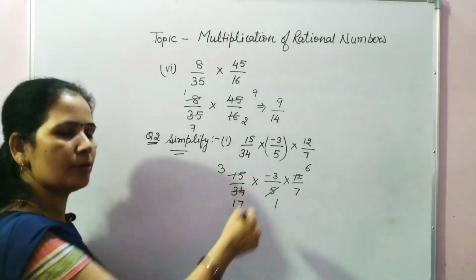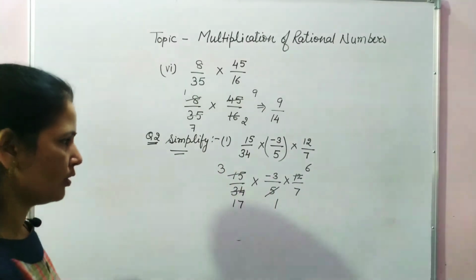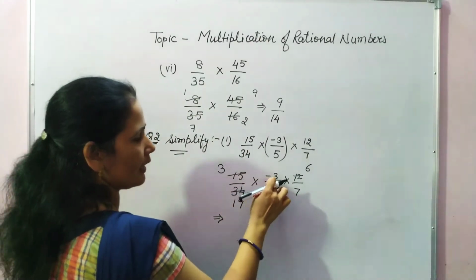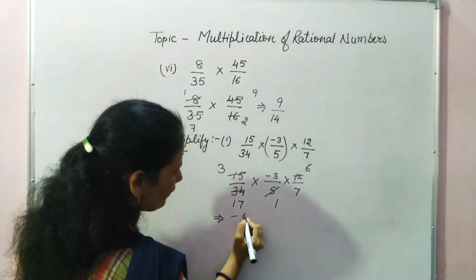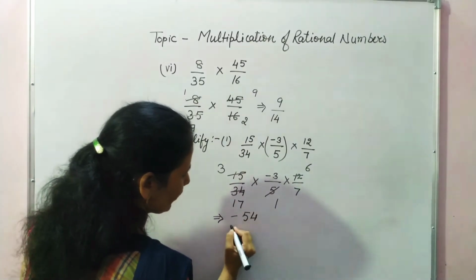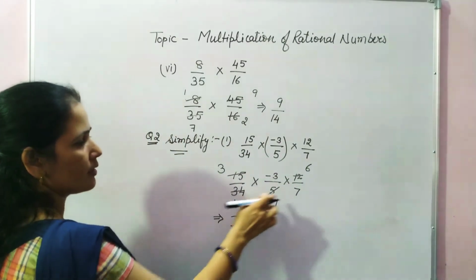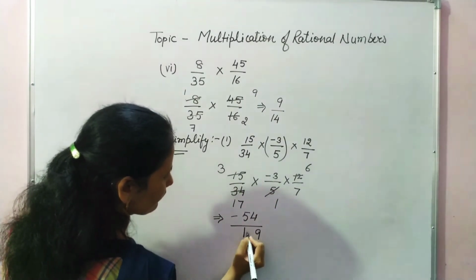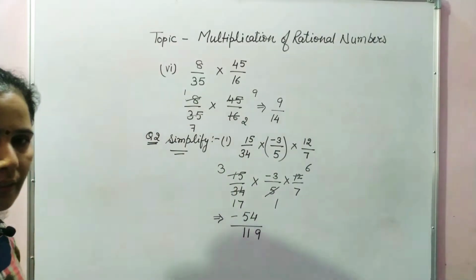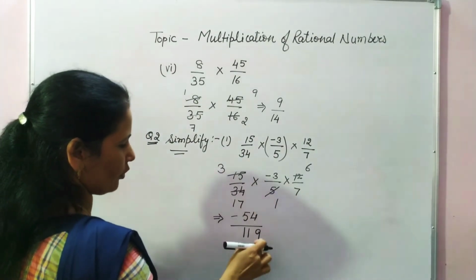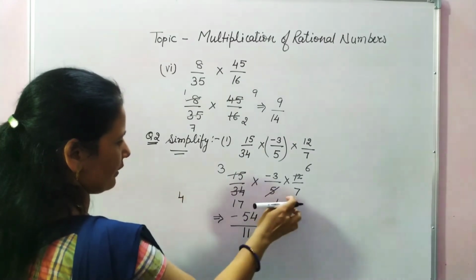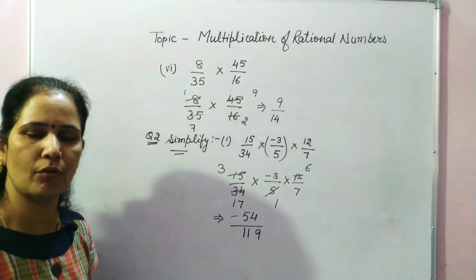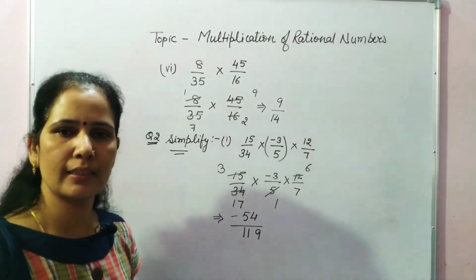Then, is it possible to cancel any more? No. So we multiply numerator with numerator. 3 threes are 9, 9 sixes are 54, and the minus is there, so minus 54. Here 7 sevens are 49, then 17 sevens are 119. Let's check: 7 sevens are 49, 4 and 7 ones are 7 plus 4 is 11. So our answer is minus 54 by 119.